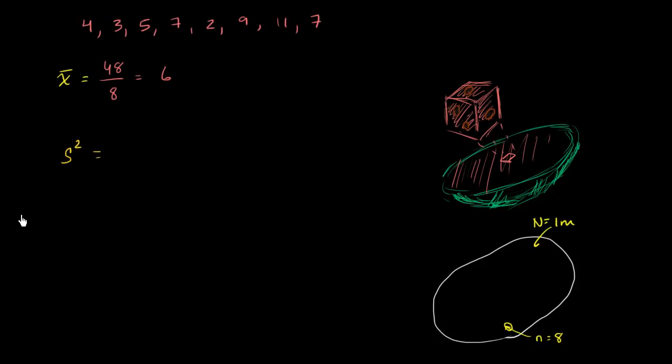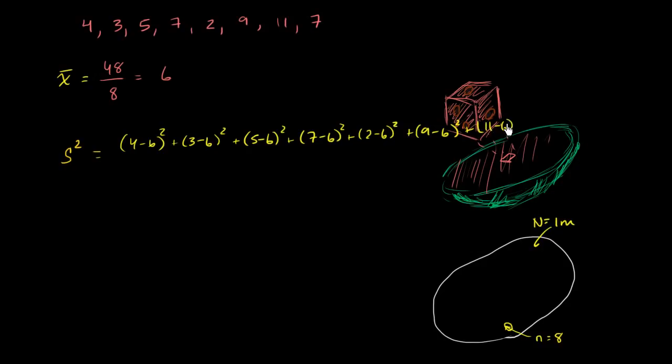And if we do that, what do we get? Well, I'll do this in a different color. It's going to be (4 minus 6) squared plus (3 minus 6) squared plus (5 minus 6) squared plus (7 minus 6) squared plus (2 minus 6) squared plus (9 minus 6) squared plus (11 minus 6) squared plus (7 minus 6) squared. All of that divided by, not by 8. Remember, we want the unbiased sample variance. We're going to divide it by 8 minus 1. So we're going to divide by 7.